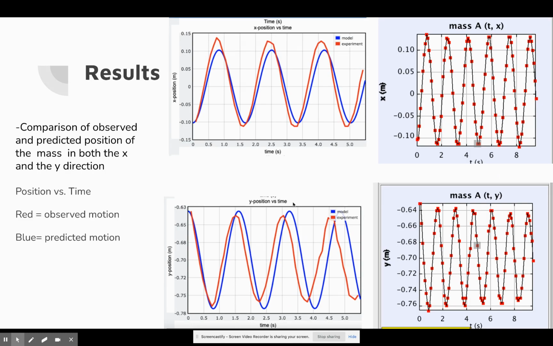So our results. So the comparison of the observed and predicted position of the mass in both the x and y directions. Our red is going to be our observed motion, and our blue is going to be our predicted motion. And I also put in our tracker values for that observed motion as well to compare these two different values. So for the model and the experiment, we're able to see that these lines are relatively close to one another. However, the model is a little bit more accurate in oscillation, which is more of a constant value there, and a more constant oscillation. But we can see that both in the x and the y direction, both of these experiment and model are oscillating in the same way.